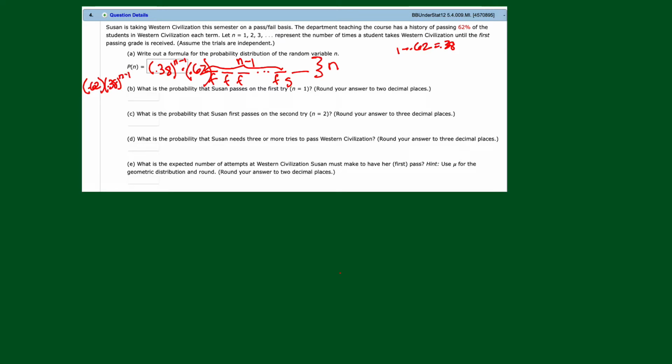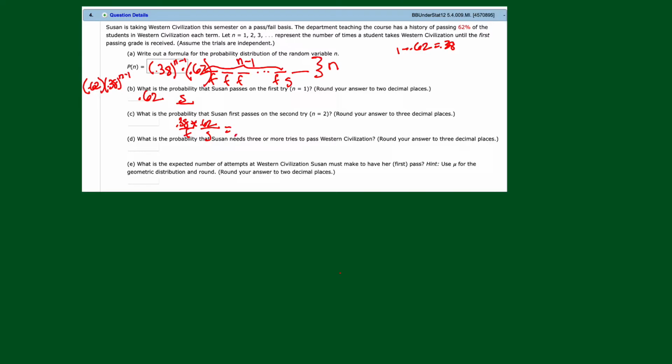Part B, what's the probability that Susan passes on the first try? All right, so on the first try, what she needs is a success, right? And the probability of success is 0.62. Part C, what's the probability that she first passes it on the second try? So what she needs is a fail, then a success, right? A fail and a success. So we have 0.38 times 0.62.